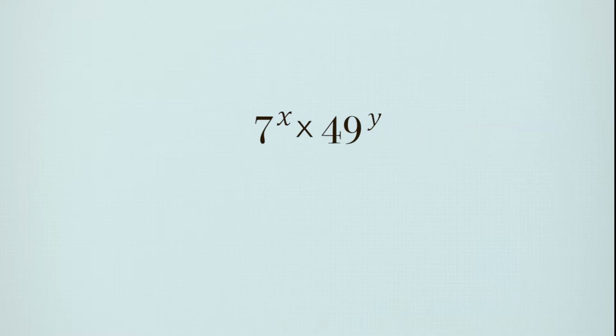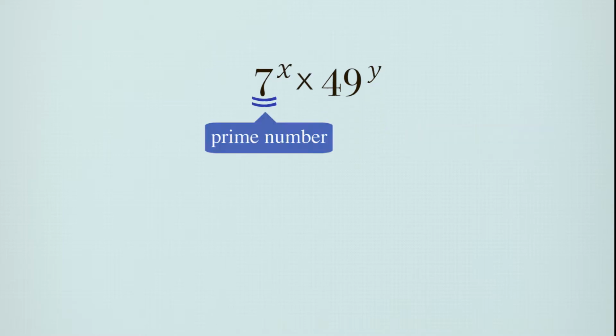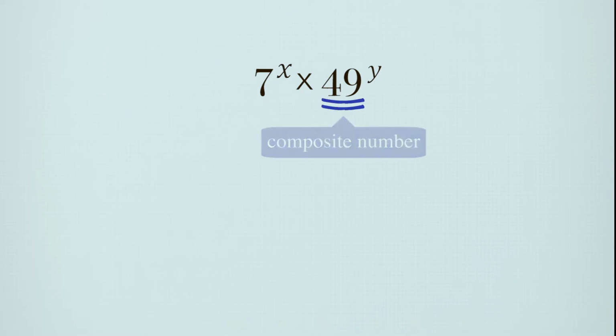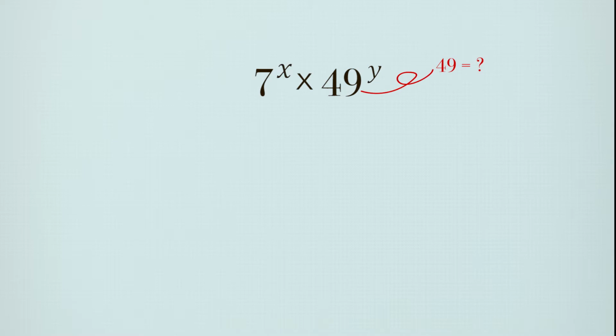So what can we do? We know 7 is a prime number, while 49 is a composite number. This means we can express 49 as a product of prime factors. We also know that 7 is a factor of 49. Can we write 49 as a power of 7? Yes, we can write 49 as 7 times 7, or 7 squared, in index form.